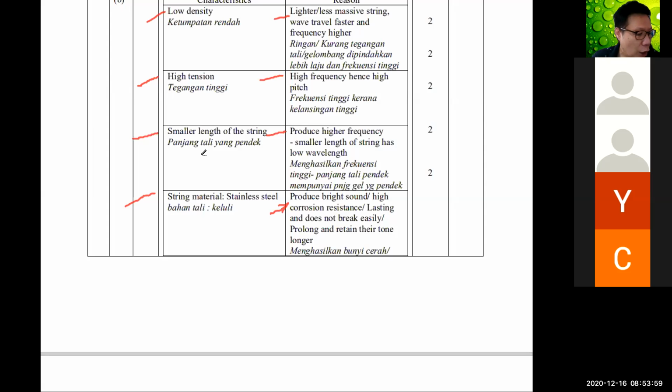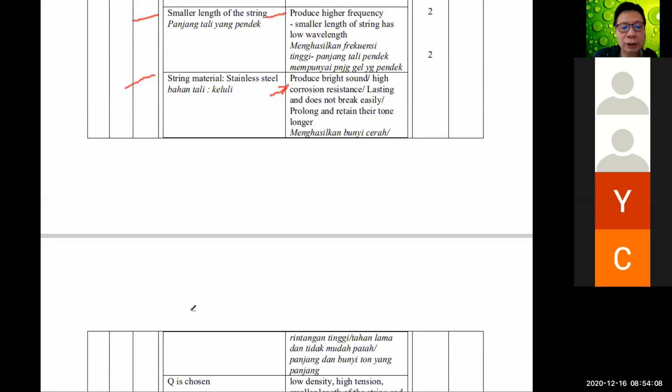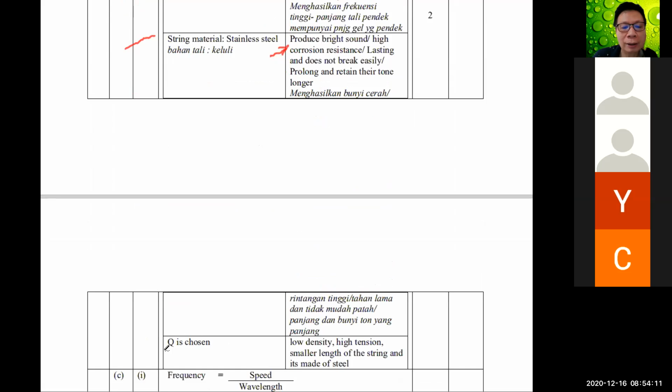Okay, finish, huh? And the last one is, you have to state clearly now which one you choose. Okay, come, let's see the answer. So we choose Q. Q is chosen. The reason is it has low density. You have to repeat: low density, high tension, smaller length, and also made of steel. The last 2 marks come from here. State it correctly which one you choose and repeat the reason.